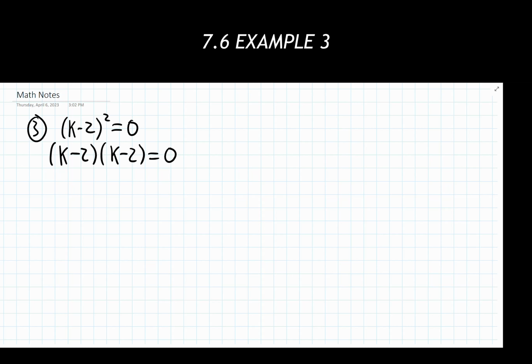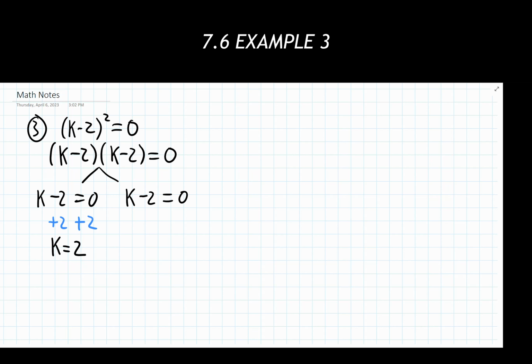Now I just need to split this apart and set each of them equal to 0, which on this one we don't really have to, because I'm going to get the exact same thing. Now we are effectively just solving one problem. I'm adding 2 to both sides.